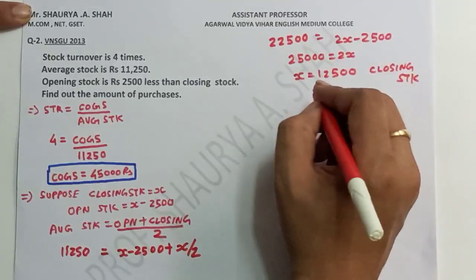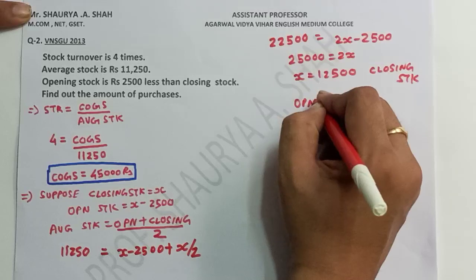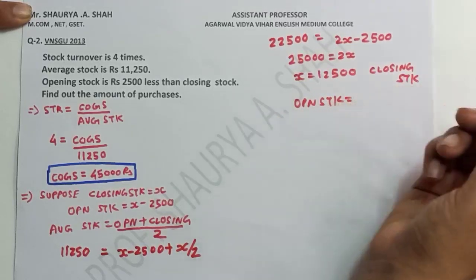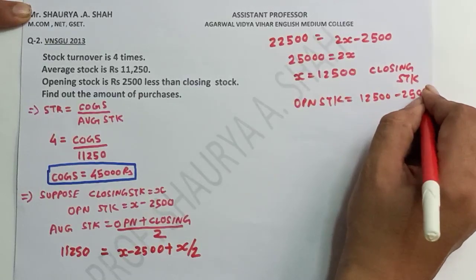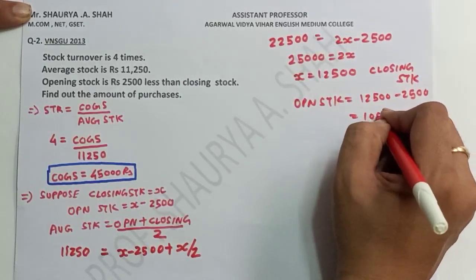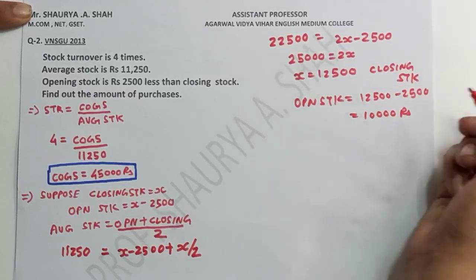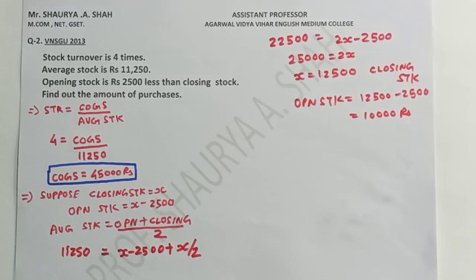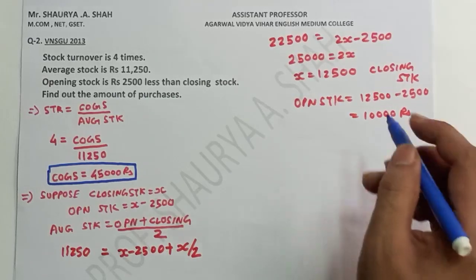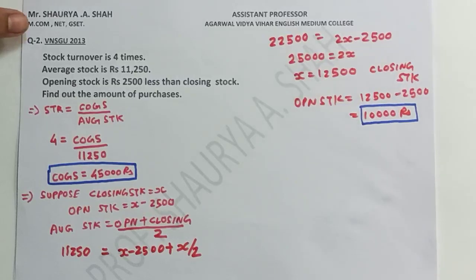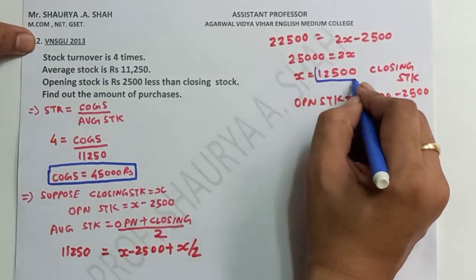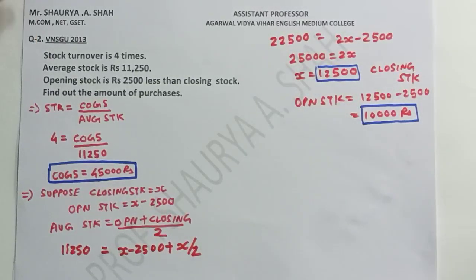And my opening stock will be 12,500 minus 2,500, which will give me the answer of 10,000 rupees. Is it clear, students, to each and everyone? Opening stock is 10,000 and closing stock is 12,500. I suppose it is clear to each and every student?